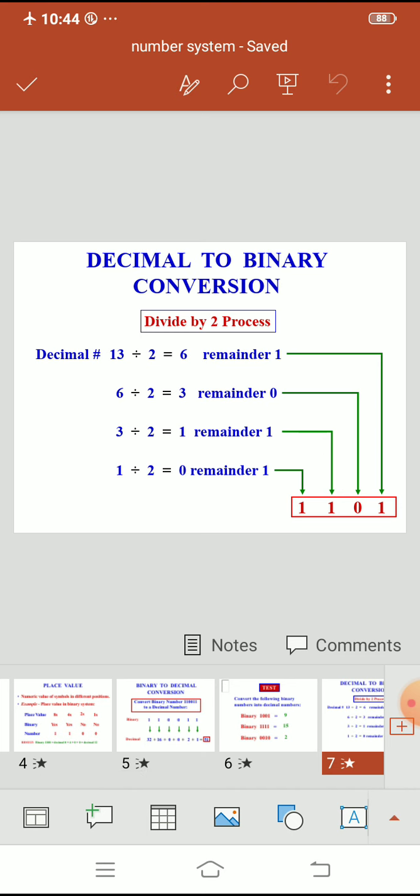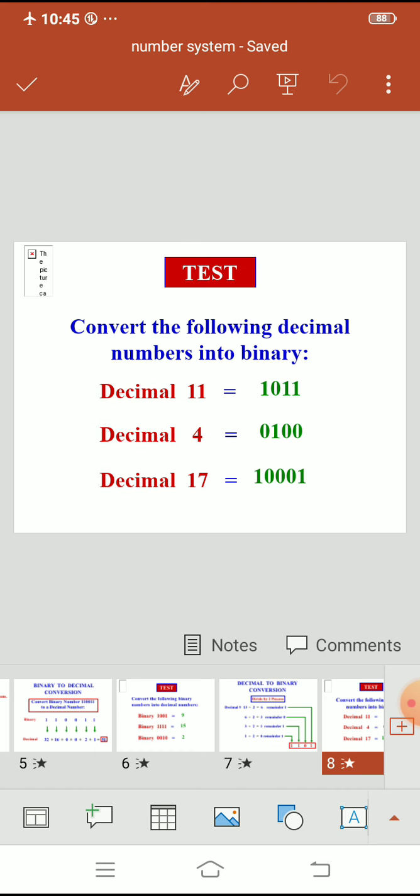Decimal to binary conversion, the divide by 2 process. For example, decimal number 13. 13 divided by 2 is 6, remainder 1. Again, 6 divided by 2 is 3, remainder 0. Again, 3 divided by 2 is 1, remainder 1. Again, 1 divided by 2 is 0, remainder 1. Therefore decimal number 13 is equivalent to binary value 1101.